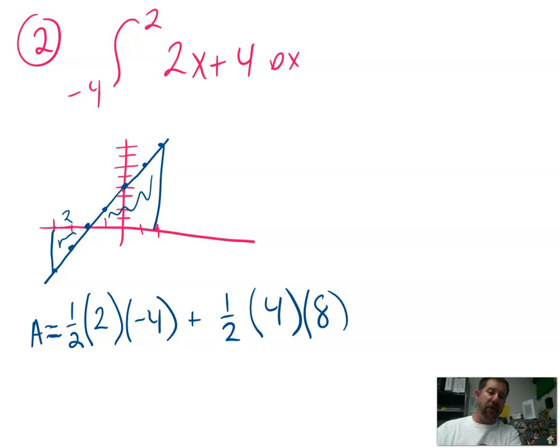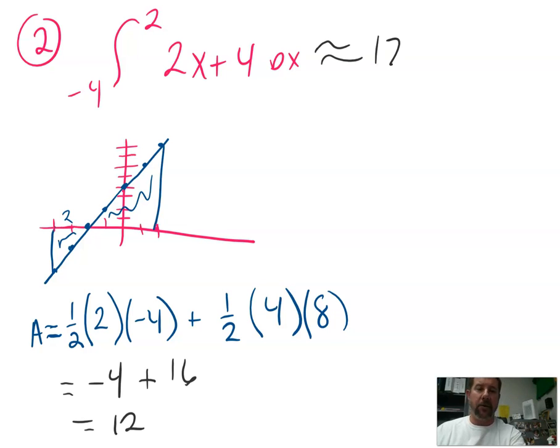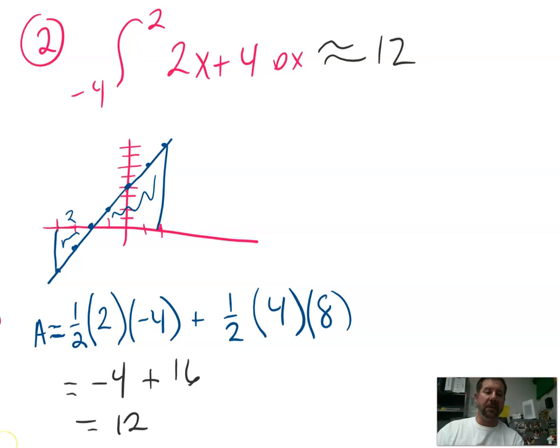And then the other triangle, this big triangle, is 1/2, the base is 4 and the height is 8. Now we can put this together to get 12. So this integral is about 12. Done completely with geometry, and that's again the way we need to do these tonight.